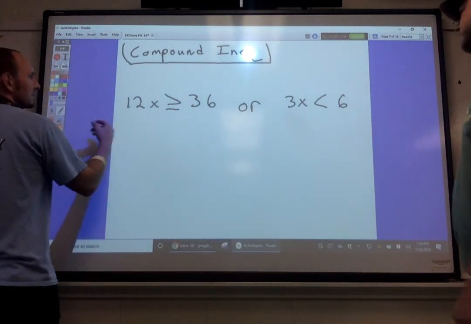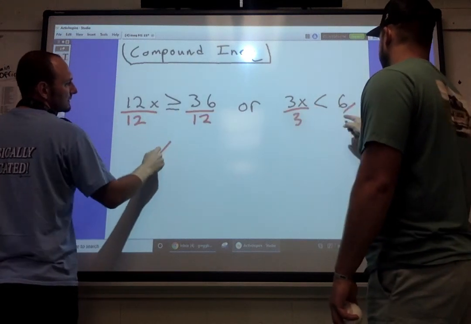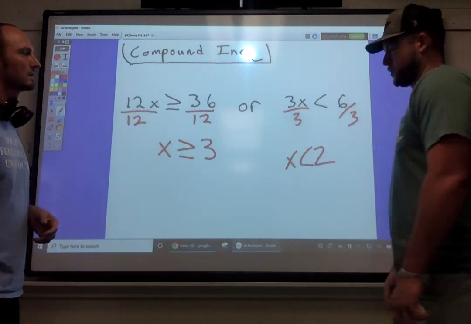Ramsey will get that side, I'll get this. These are one step. Only you guys can do 2 at the same time.